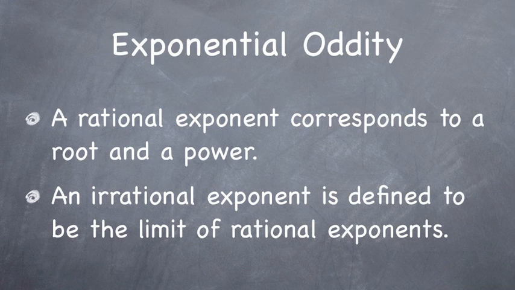So for example, the 2 to the pi example, what we would do is think, all right, pi we know is 3.1415 and so on. We'd say, all right, what is 2 to the third power? What is 2 to the 3.1 power? 3.1 is a finite decimal, so we can write it as a fraction, so we can think of it in terms of roots and powers. What is 2 to the 3.14? What is 2 to the 3.141? And so on and so forth. These numbers are going to keep getting closer and closer to a particular number, and that's what we're going to define 2 to the pi power to be.